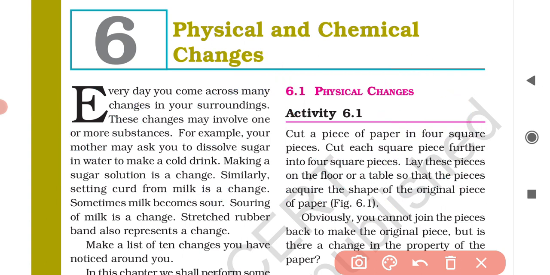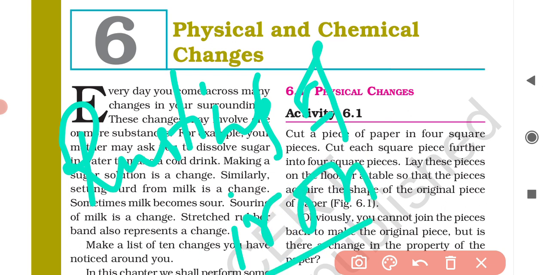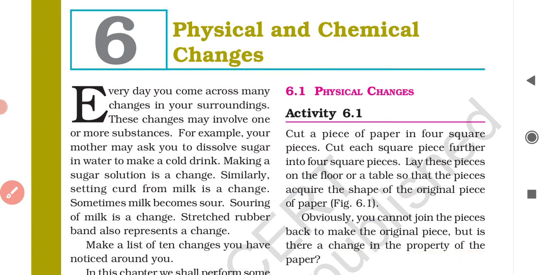Okay, then rusting of iron also. That means if we leave an iron article in open air, then after some days we will find that a reddish brown layer is getting deposited on the iron article, and that process is known as what? Rusting of iron. Okay, so these are some of the changes which we observe in our everyday life.